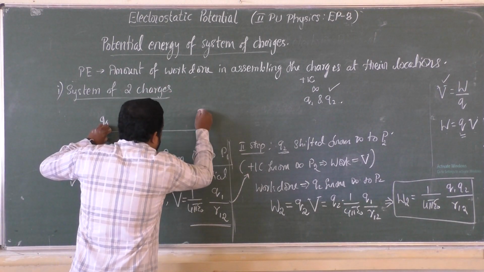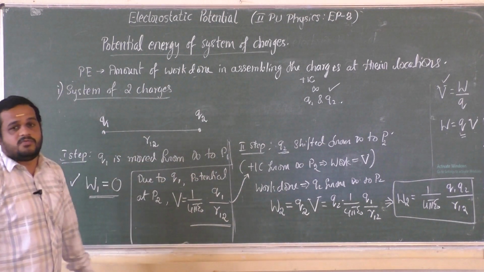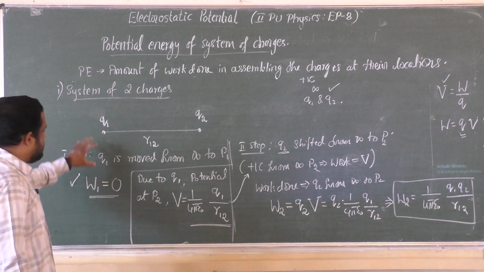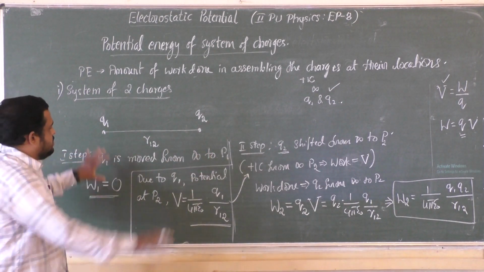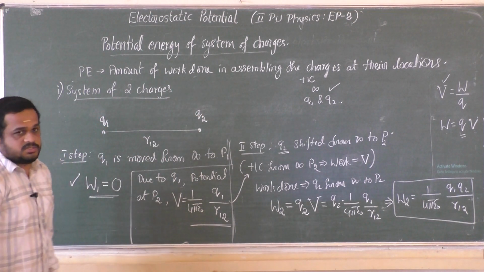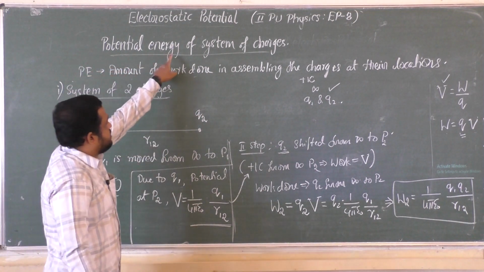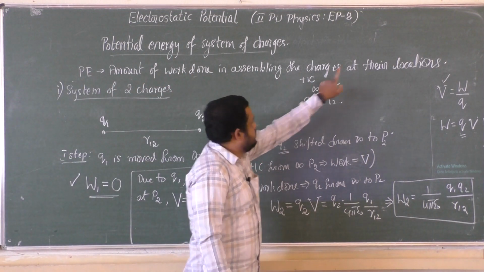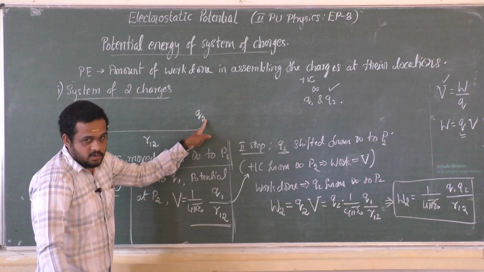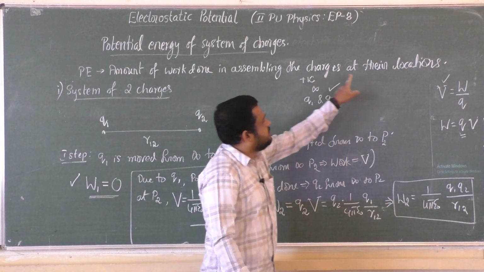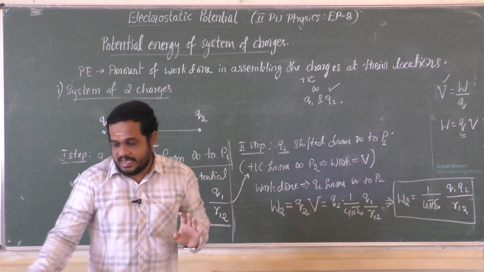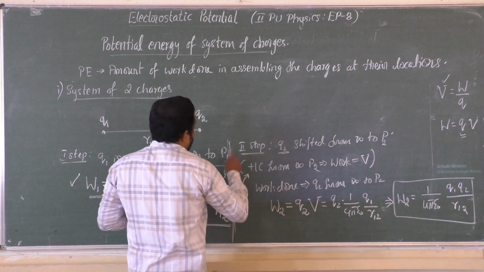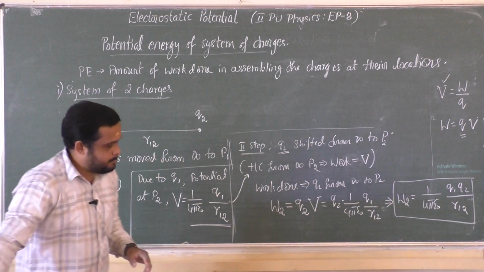So with the help of work W1 and W2, we placed two charges here. Now Q2 reaches here. Now this forms the system of two charges. So with the help of W1 and W2 work, we formed this system of charges. Now according to the definition of electric potential energy, the amount of work done in assembling Q1 and Q2 at their locations is the potential energy.